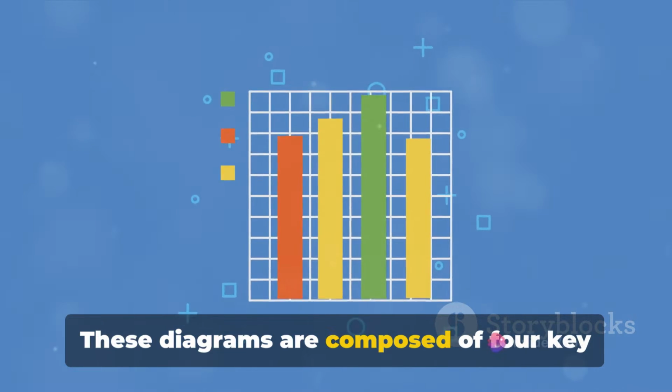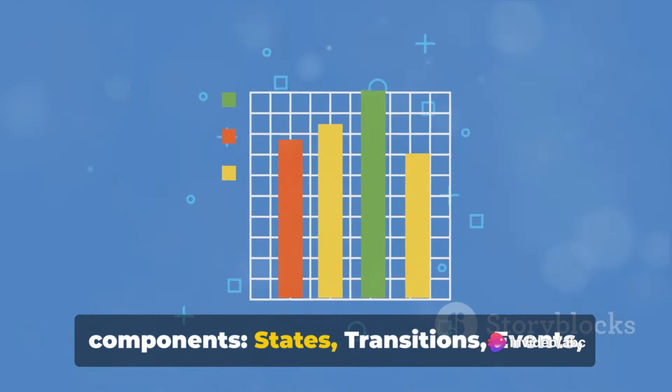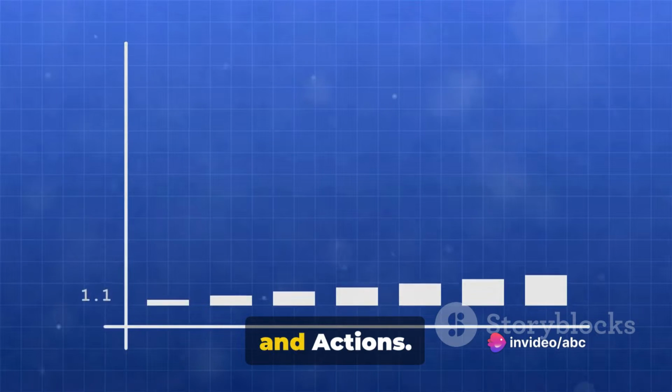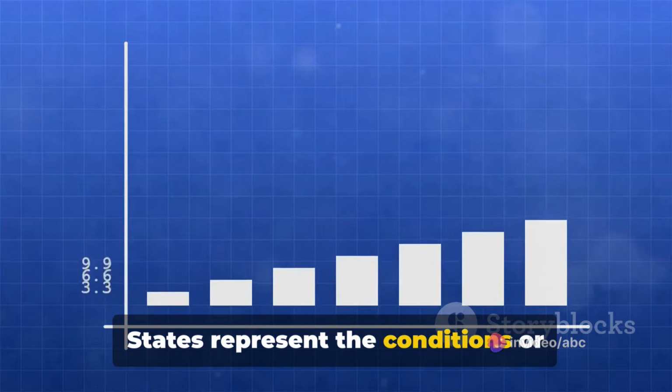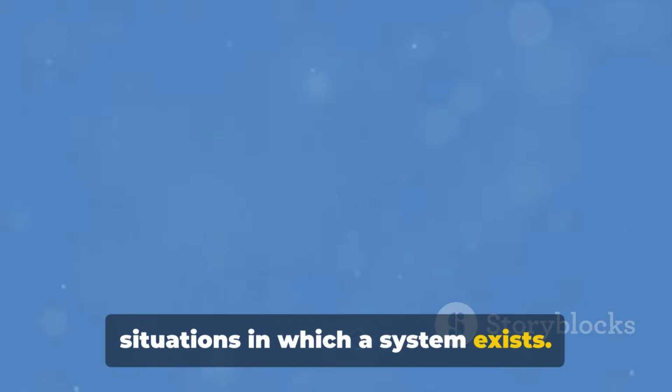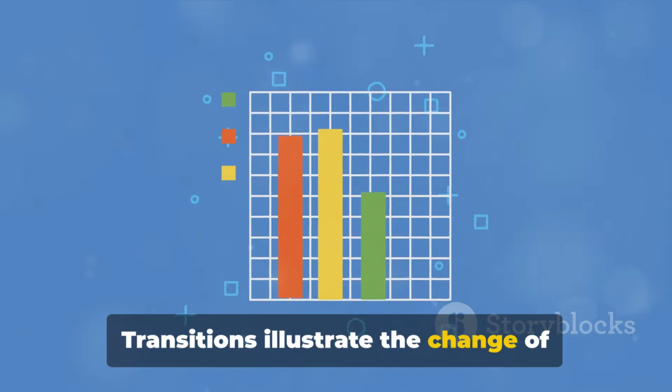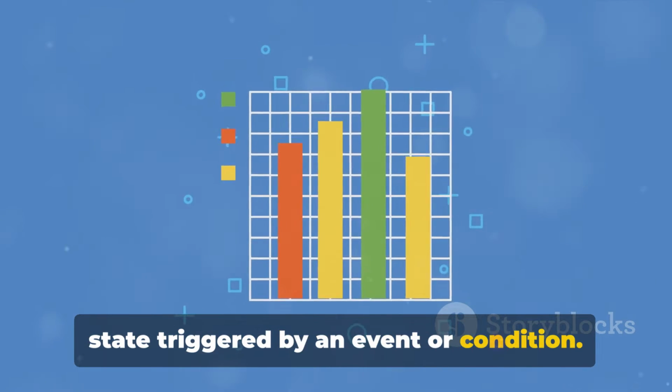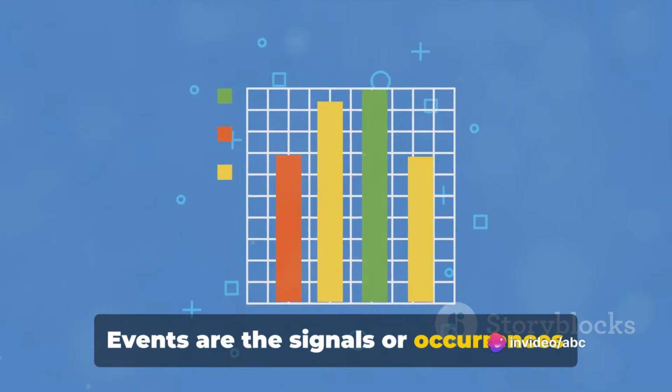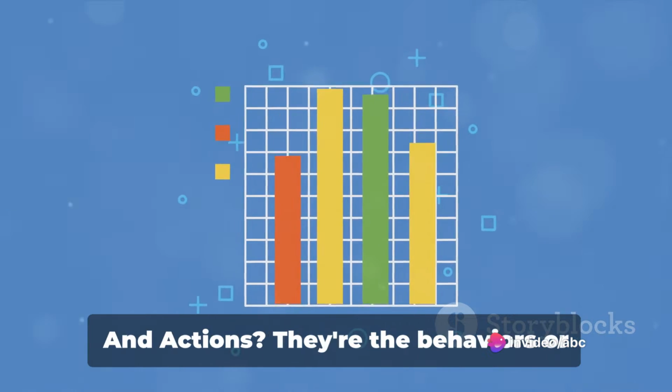These diagrams are composed of four key components: states, transitions, events, and actions. States represent the conditions or situations in which a system exists. Transitions illustrate the change of state triggered by an event or condition. Events are the signals or occurrences that trigger these transitions. And actions, they're the behaviors or operations performed when a transition occurs.